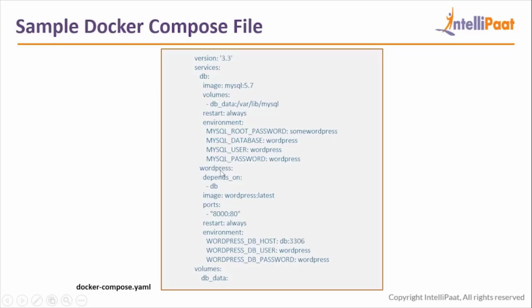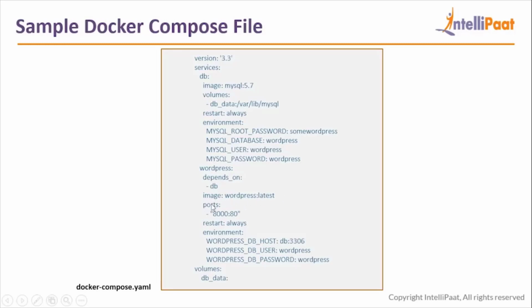Now we are talking about the WordPress container, in which we specify that it depends on DB, which will basically create a link between the WordPress container and the MySQL container, or the DB container, right? And with this, the WordPress container will be able to communicate with the DB container. Then we specified the image of the container that we want to download. So it's WordPress, and that too the latest version.